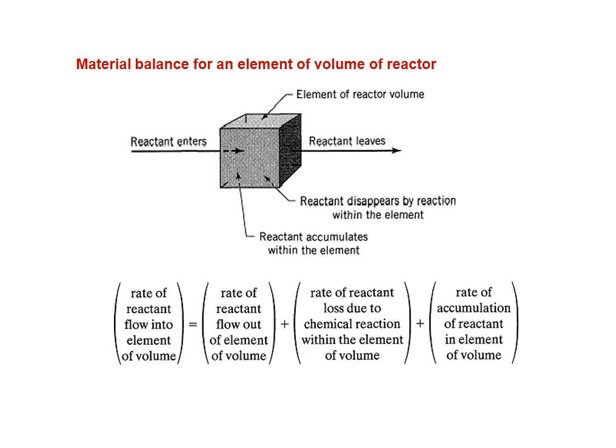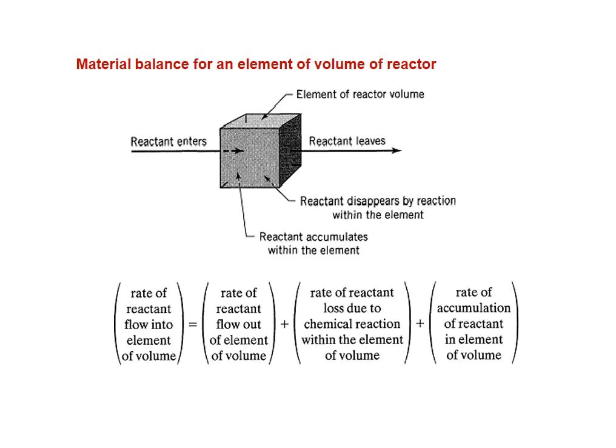So this is the material balance for any reaction. First, reactant enters the reactor and reactant leaves. The time taken for the reactant to enter and leave the reactor is the space time, or in other words the residence time. The reactor has a particular volume, which is denoted as an element of reactor volume. When there is a material balance over an element of volume of the reactor, we can check that the reactant disappears by reaction within the element. Also, there is reactant accumulation within the element.